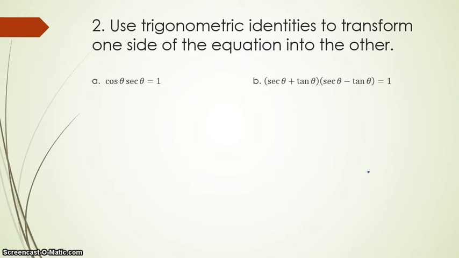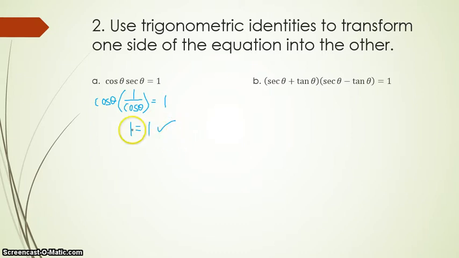On 2, we're using those trig identities and trying to transform one side into the other. So all I'm doing is messing with one side. I'm not moving stuff from one side over to the other. So when I look at cosine and secant, I know that secant is actually, according to my reciprocal identities, 1 over cosine. So on the left side, I really have cosine of theta times 1 over cosine of theta. Cosine of theta times 1 over cosine of theta is just 1. So now I have 1 equals 1, which is what I wanted.